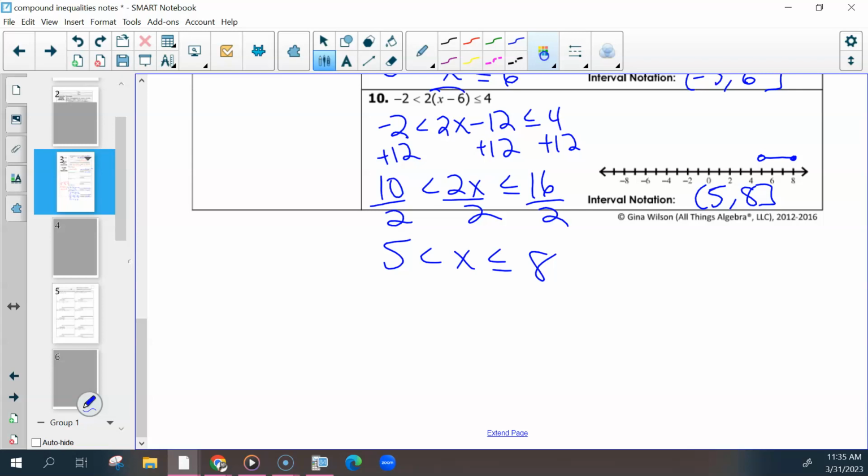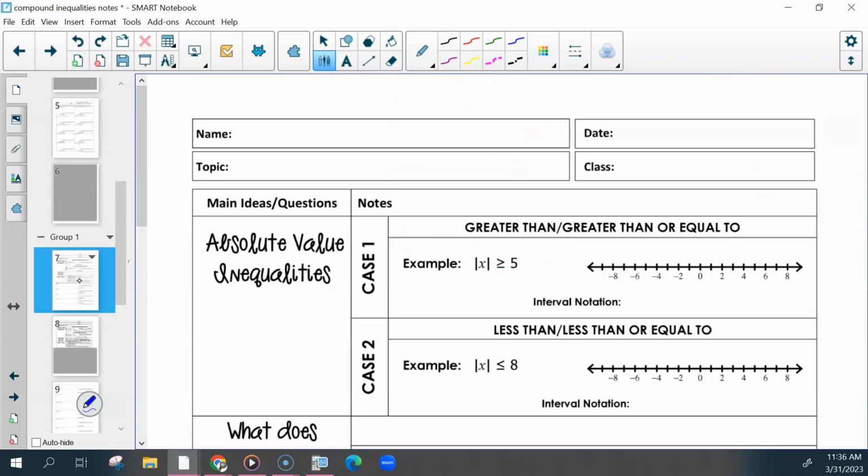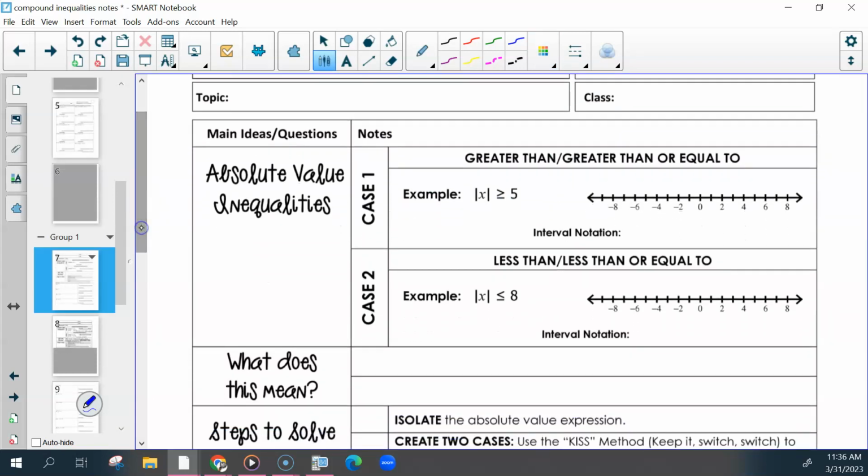So what's nice about this last thing is that we already did solving absolute value equations, and we just finished talking about compound inequalities. This next piece is really just a mixture of both. So let's talk about some examples, and then we'll do a few problems. I'll show you some stuff, and then we'll be done for today.